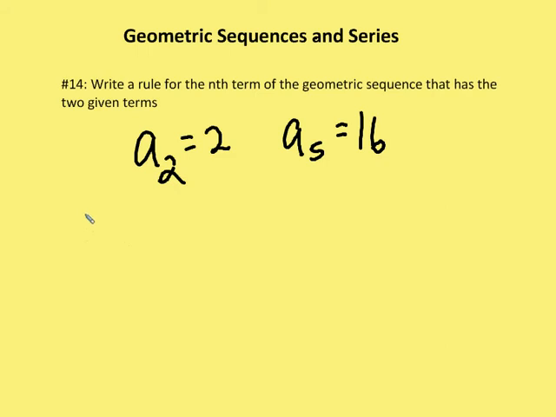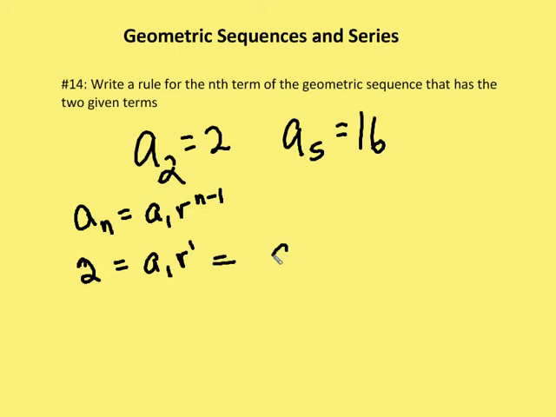Well, I know that the rule, again, for a geometric sequence, is a sub n is equal to a sub 1 times the common ratio, constant ratio, to the n minus 1. So I can write a sub 2, which is going to be 2, is equal to a sub 1, which I don't know, times the common ratio, which I don't know, to the 2 minus 1, or 1.